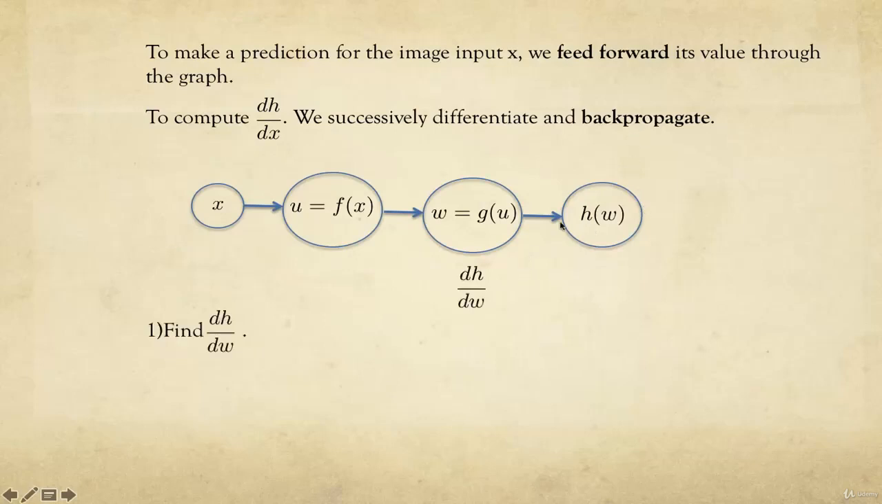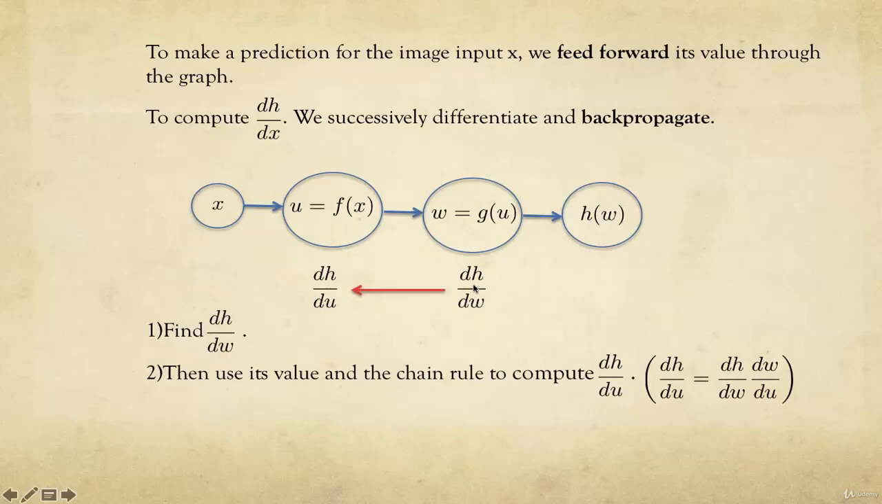So here's an example. I want to find the derivative of h with respect to x, which is a big change, so this might be too complicated. So we're going to break this down into some smaller steps. We first differentiate h in terms of w, because that's the closest and that's the easiest function. So we find dh/dw, so that's this one. Then we use this to compute dh/du. And so how do we do that? Well, we do that by using the chain rule again.